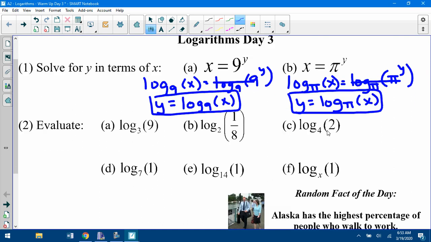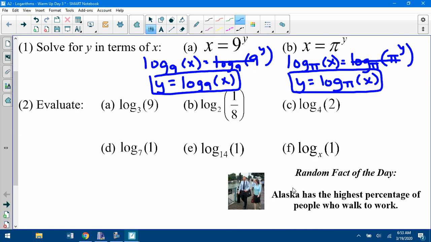Good. Okay, so now for the evaluating. By the way, your random fact: Alaska has the highest percentage of people who walk to work.